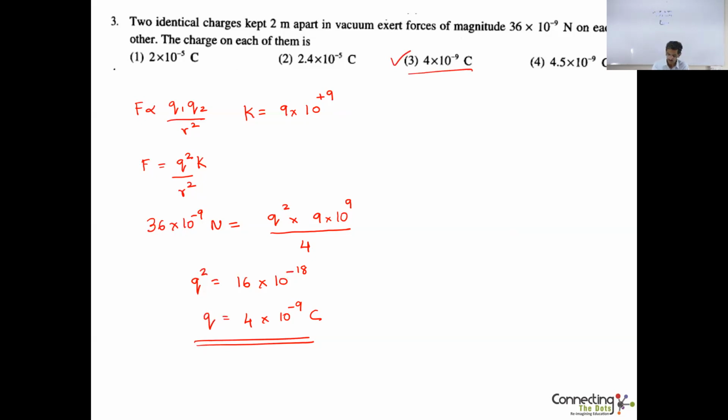Now, for a quick explanation, this is Coulomb's law. It says that force is directly proportional to the product of the two charges and inversely proportional to the square of the distance. So what is K? K is a constant which you can call the constant of proportionality, or specifically it brings in the element of permittivity. So the permittivity in vacuum K happens to be 9 into 10 to the power of plus 9. So that constant is what we have to use when these charges are kept in vacuum. The answer is 4 into 10 to the power of minus 9 coulombs.